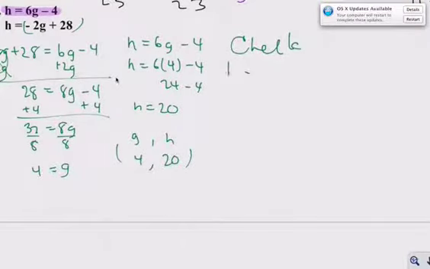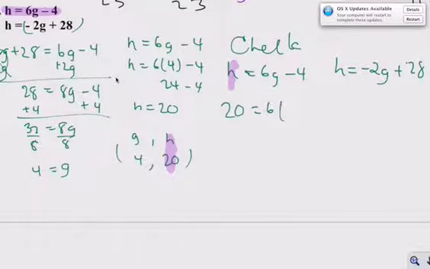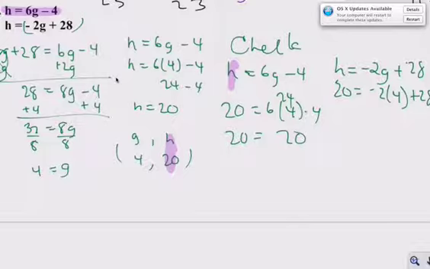Okay, so H equals 6g minus 4, and H equals negative 2g plus 28. H is 20, so you substitute it in. 6 times 4 minus 4, that's 20 equals 20, because that's 24 minus 4. H is again 20, equals negative 2 times 4 plus 28. So 20 equals negative 8 plus 28 equals 20, and they're both correct.